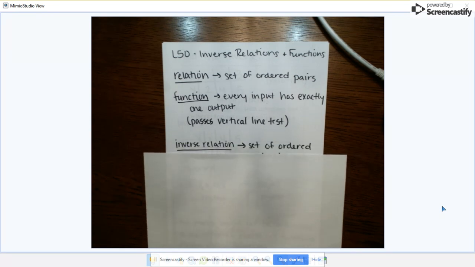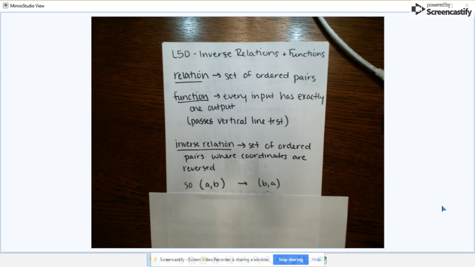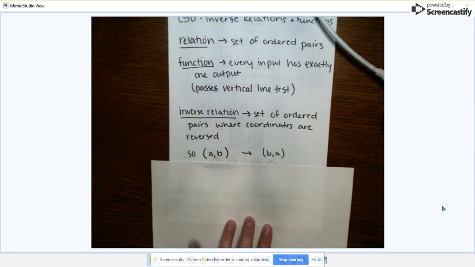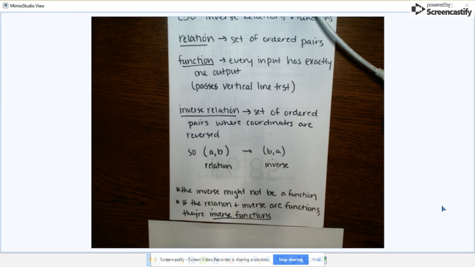So an inverse relation is where we're going to take our ordered pairs and we're going to reverse our coordinates. So if I had a comma b, the inverse would become b comma a. A couple notes, the inverse might not be a function, but if our relation and the inverse are both functions, then we refer to them as inverse functions of one another.